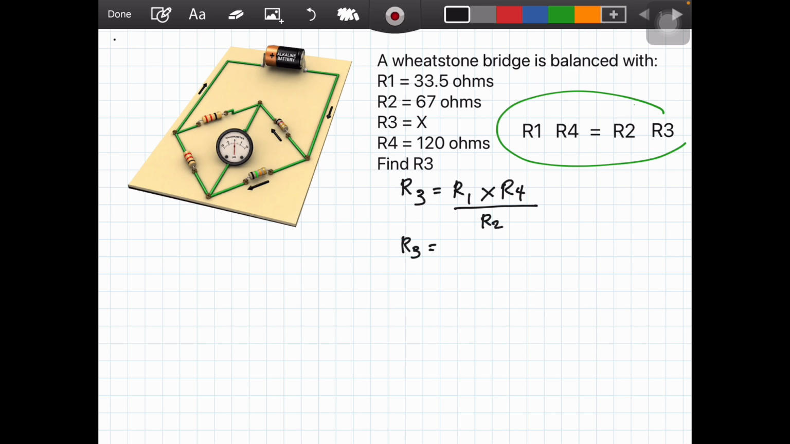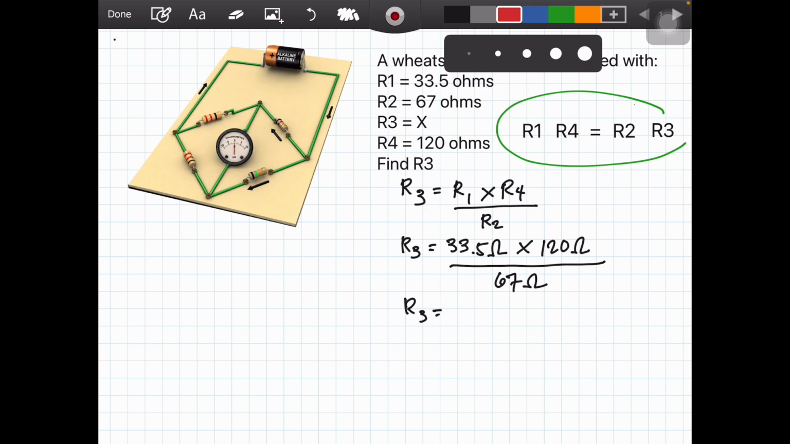R1, what is the value of R1? It has a decimal value, 33.45 ohms. Multiplied to R4, given na siya. R4 is given, right? 120 ohms. Over, what is the value of R2? That is, you guys right, 67 ohms, alright? We write R3 because that is what we are looking for. Then what do we do again? You watch my previous videos, our previous lectures.